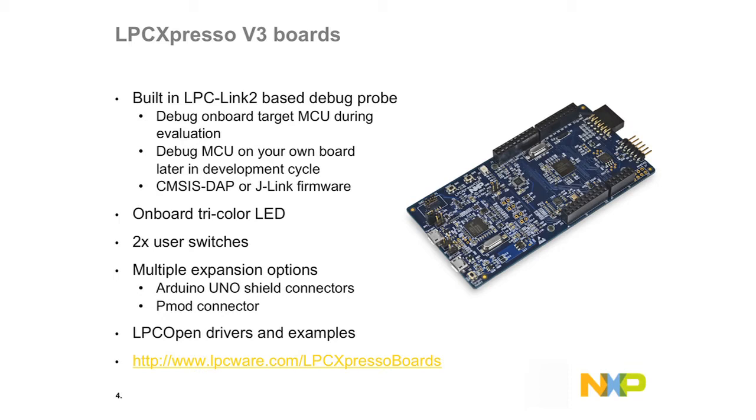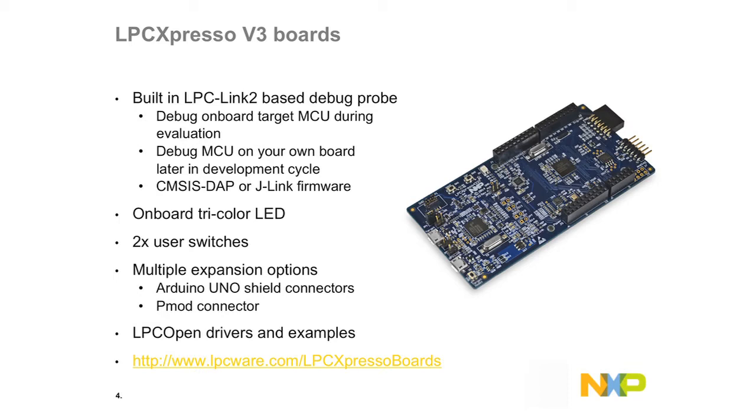Basically, the idea is that you start off by debugging the MCU that's on the board itself, and then once you've got your own hardware, you can change a couple of jumpers and switch to debugging a target MCU on your own board itself. The debug probe firmware is normally CMSIS-DAP, but we also have a J-Link variant of firmware available.